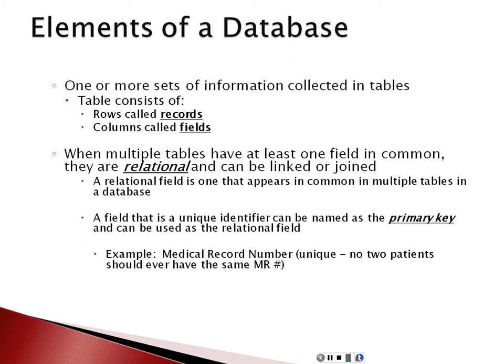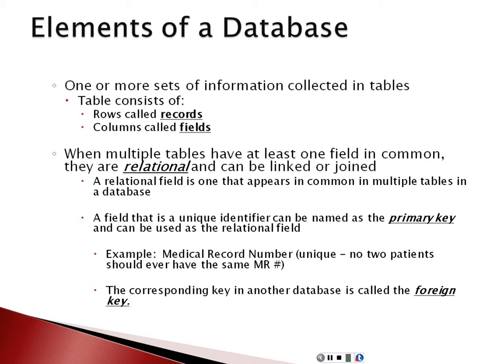So many times it's designated as what's called the primary key, and it can be used to link two databases together. Now the corresponding key in another table that has that same unique field in it is called the foreign key. And so it's designated as the primary key in one table, and if it's in another table, it's just called the foreign key. They're basically the same thing, but those are the two fields that are going to match up, or that are able to link two tables together.